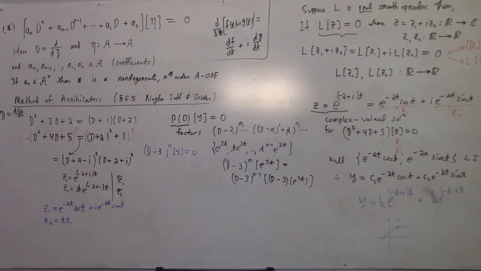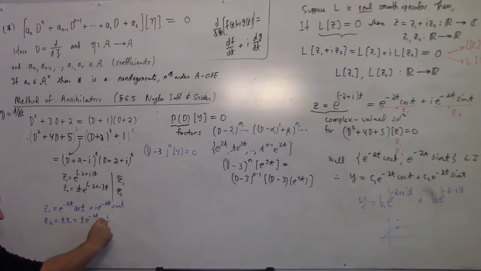Well, where did you get the z1 bar and z2 bar from? It's a complex conjugate, it's just the same with the i replaced by minus i. Okay. So those aren't really needed. My point to you is that from z1 we get the real part and the imaginary part. Yep. And from z2 we get also another real part and imaginary part.